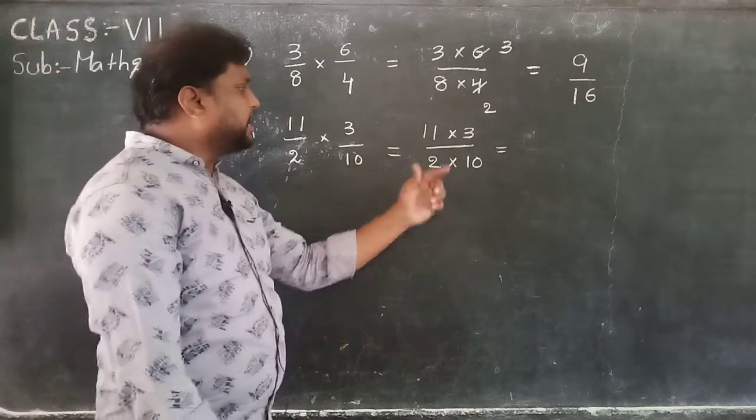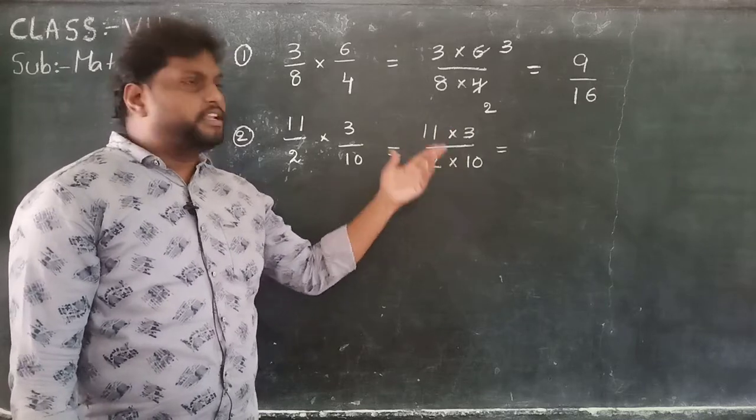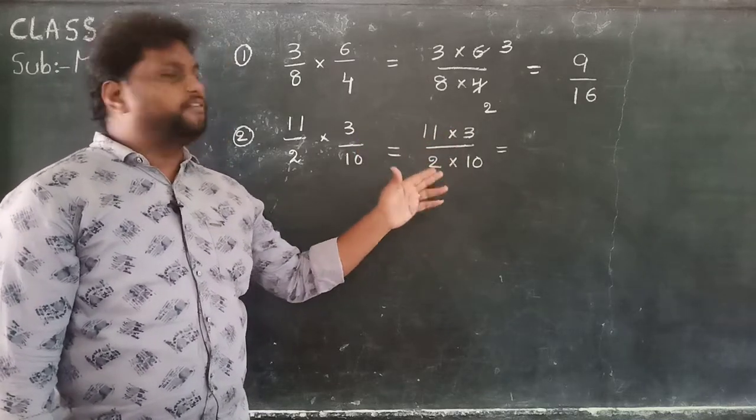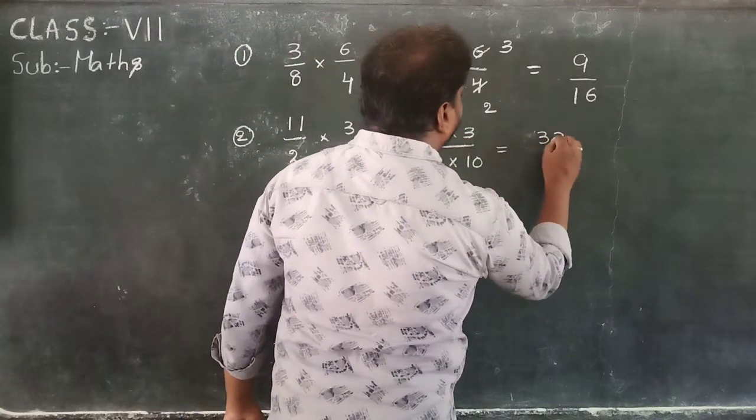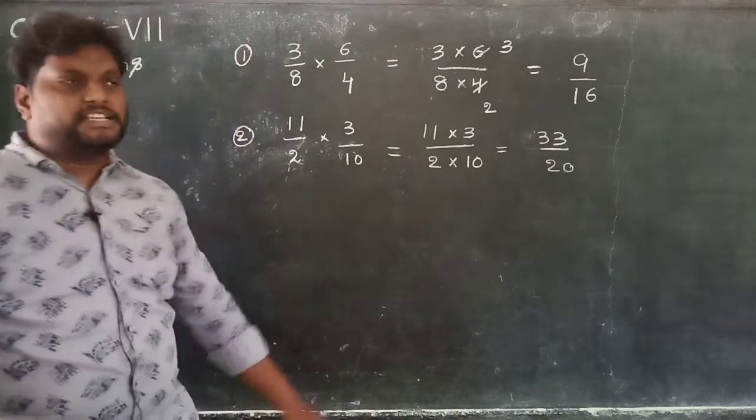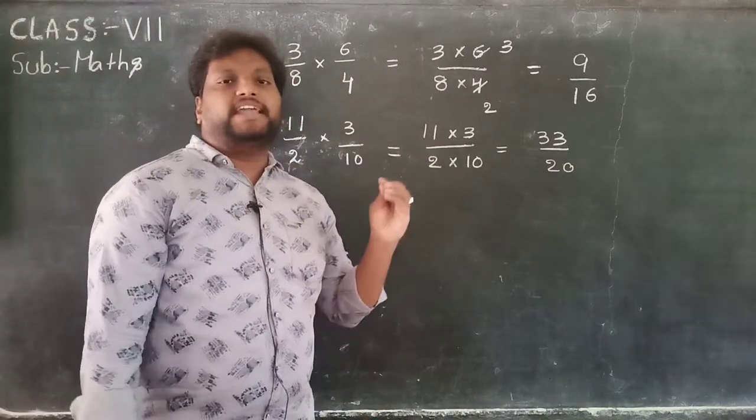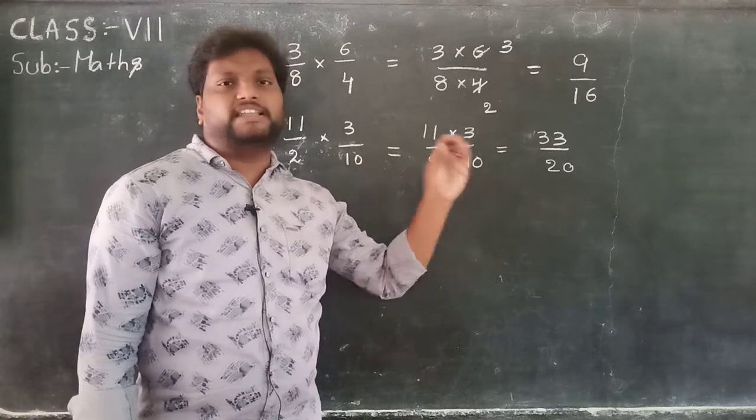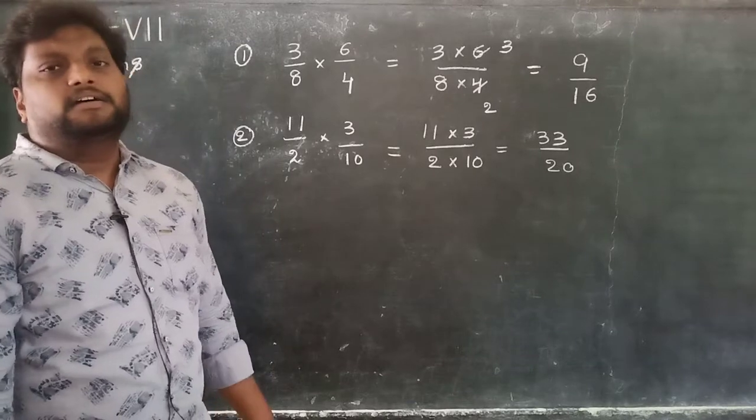Okay, then it is not possible. Why? Because 11 and 3 and 2 and 10 are all different. There is no cancellation of terms. That's why we directly multiply: 11 3 jar 33, 2 10 jar 20. 33 by 20 is the standard form. Why? Because 33 and 20 are not in any common table, and there is no common factor. That's why 33 by 20 is the standard form.